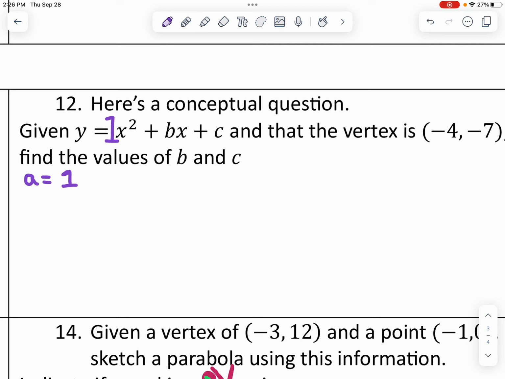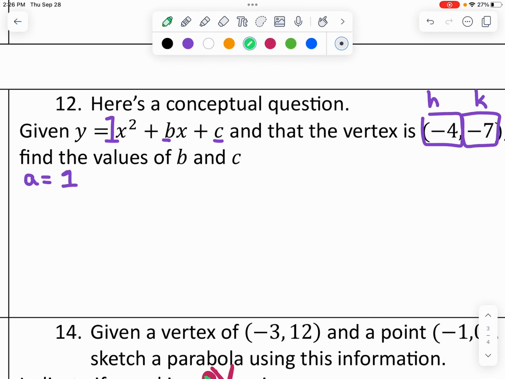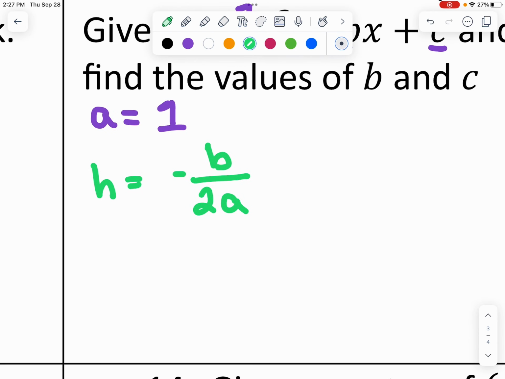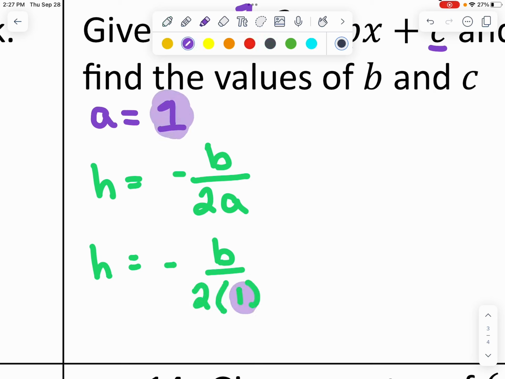We have a vertex of -4, -7. Remember, since this is the vertex, this is h and k. And we have to find the values of b and c. What I'm going to go ahead and encourage you to remember is that h has been found so far in standard form by doing opposite b over 2a. So zooming in just on that information, h is found by doing opposite b over 2 times, in this case, a is 1. I'm going to highlight that in purple to make that connection.